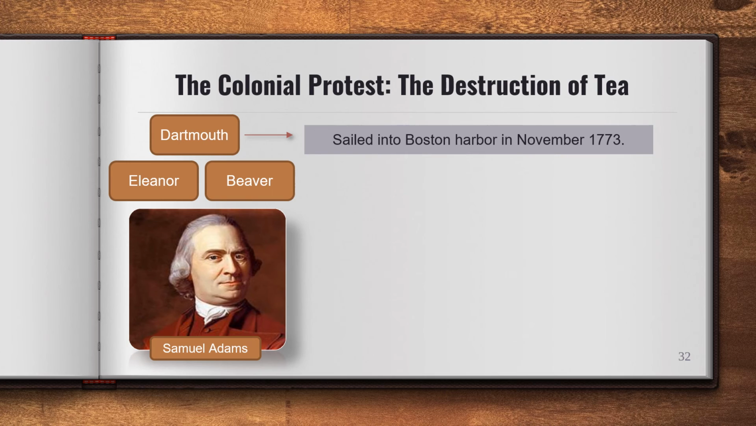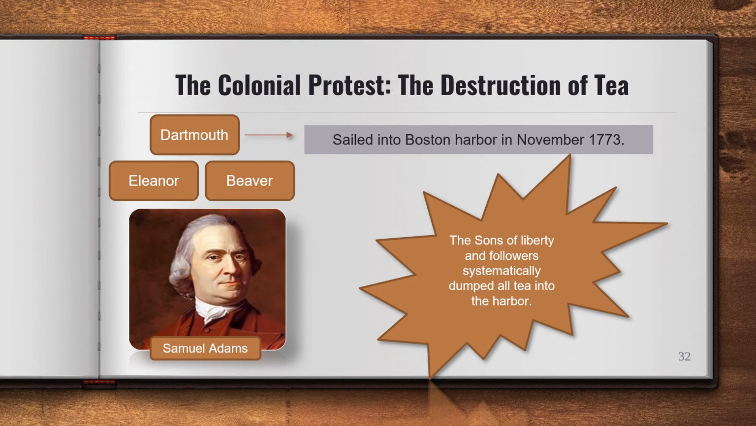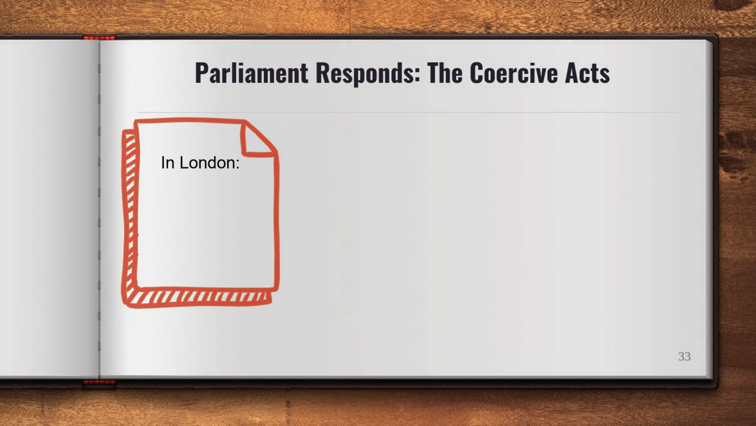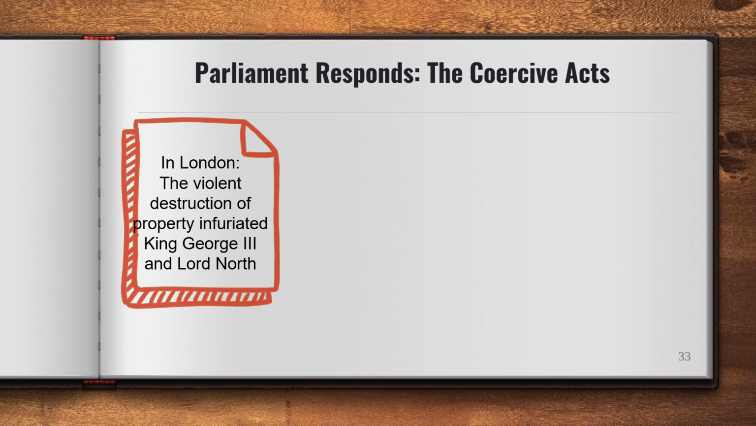So kadtong grupo sa Sons of Liberty systematically dumped all the tea into the harbor by disguising themselves as Mohawks, and the tea was worth $1 million. Ito yung nag-udyok upang mas dumami pa ang resistance. Because of the destruction of the tea, mas nagalit pa si King George III, lalo na si Lord North. Kaya naman, they insisted the loss to be repaid.